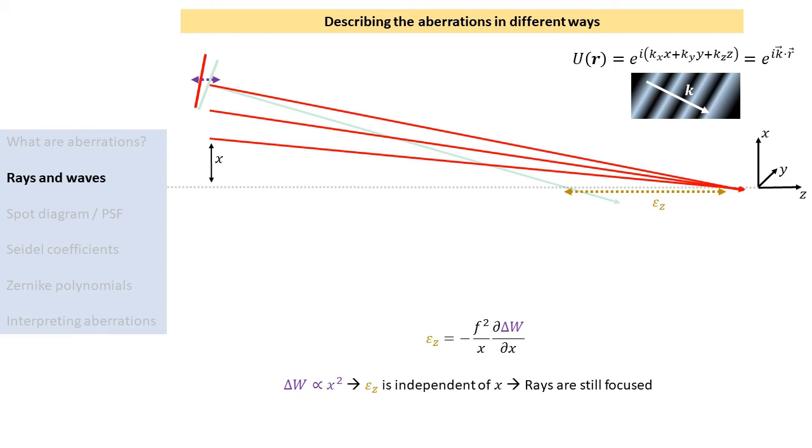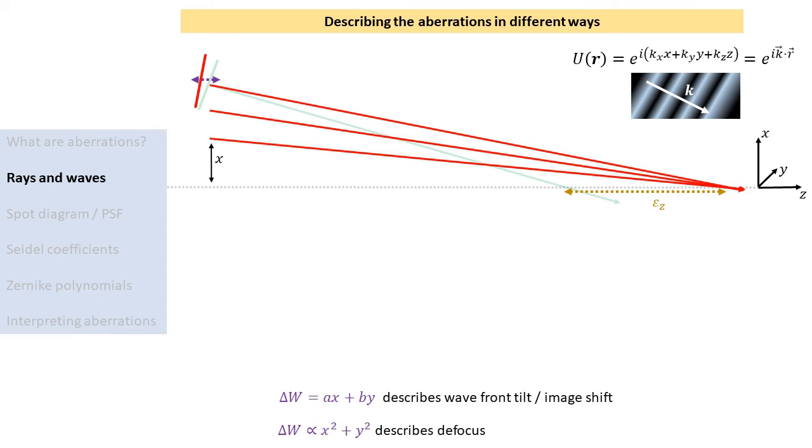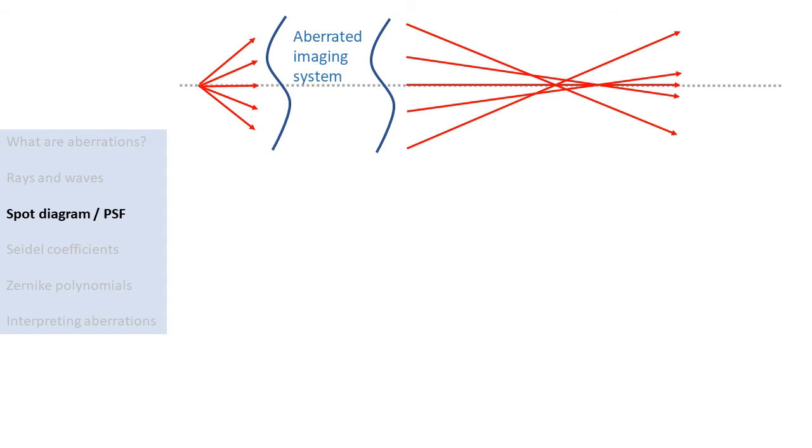Therefore, if the wavefront error is a quadratic function of the pupil coordinates, the image is defocused, but it can be made sharp by moving the detector along the optical axis. So to summarize, a linear wavefront error shifts the image laterally, while a quadratic wavefront error shifts the image longitudinally, so it is defocused. The advantage of formulating the aberrations as a wavefront error instead of ray deviations is that we can now use the wave model of light, which takes into account effects such as diffraction, which are not taken into account in the ray model of light.